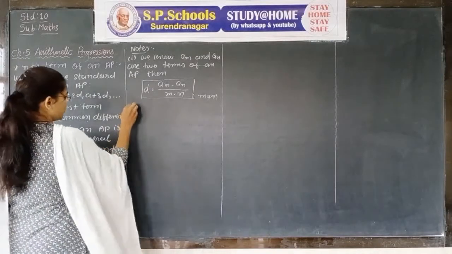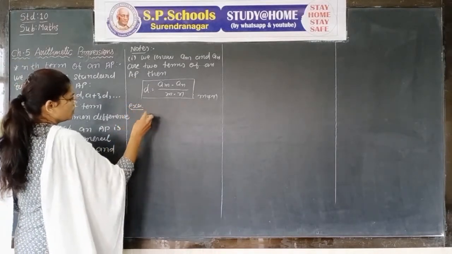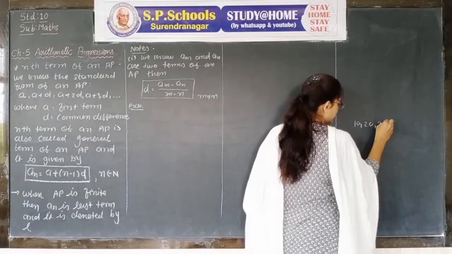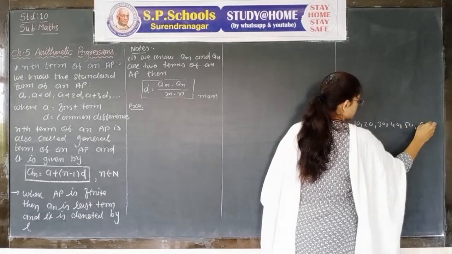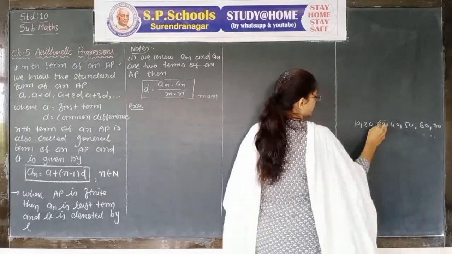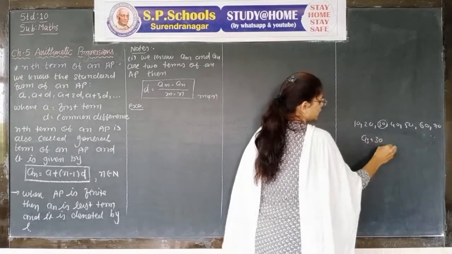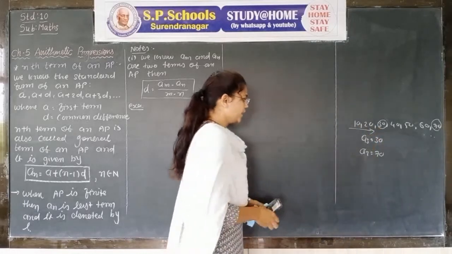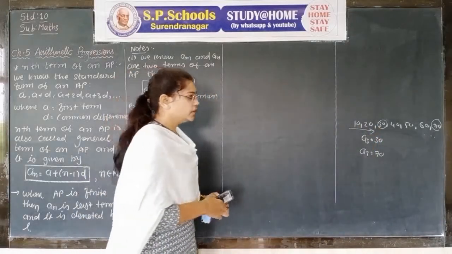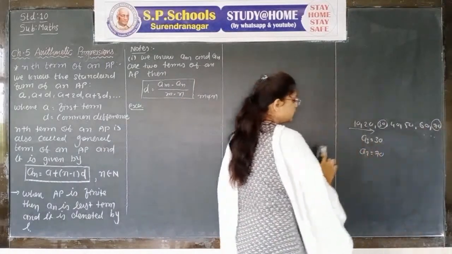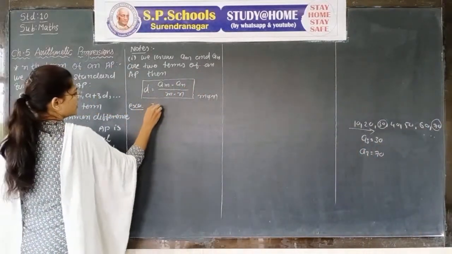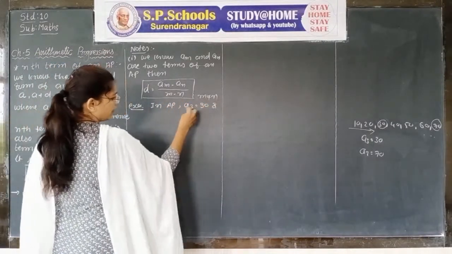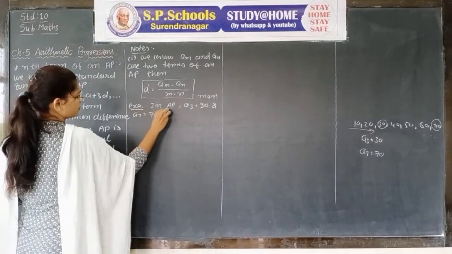Now let us take one example for it. First of all, take one arithmetic progression: 10, 20, 30, 40, 50, 60, 70 up to infinite. Here the third term a3 is 30 and the seventh term a7 is equal to 70. Here we know the AP, the common difference is 10. But now we are not using this AP, only the terms are given. In an AP, a3 is equal to 30 and a7 is equal to 70.